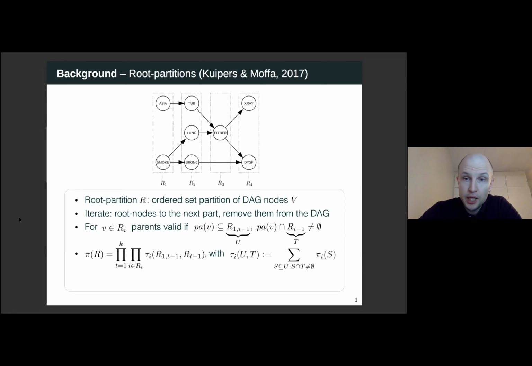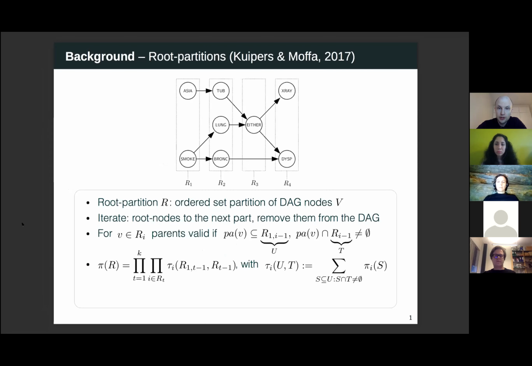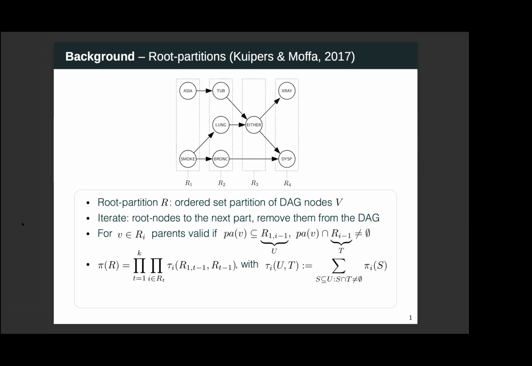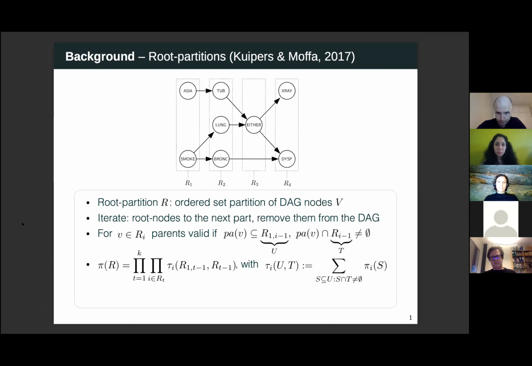A root partition is compatible with many DAGs, since for a given node, it permits all the parent sets which satisfy these 2 conditions, which you can see on the slide. The parents must come from the previous parts, which we call U, and there must be at least 1 parent from the previous part, which we call T. So in effect, we are collapsing the space of DAGs into a smaller space, which improves the convergence of the chain. On the other hand, each DAG maps to a unique root partition. So when for every sampled root partition, we finally generate one of the compatible DAGs, they come from the approximately correct posterior, which is not the case had we used some other collapsed sampling spaces like orderings.